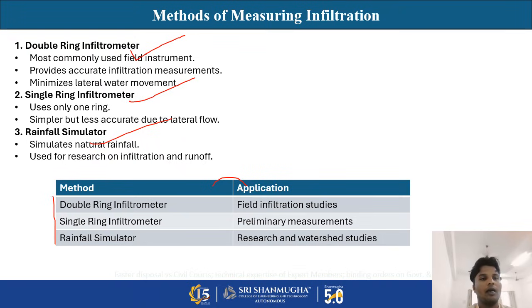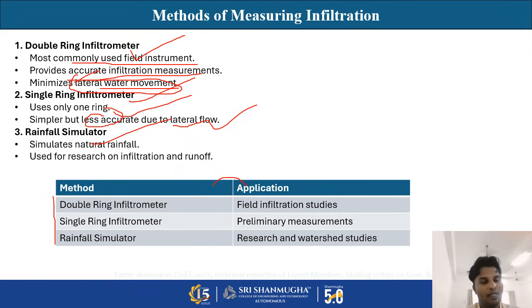So, a double ring is the most common method used in the field. It provides accurate infiltration and minimizes the lateral water movement. Then the single ring infiltrometer uses only one ring, which is simpler but less accurate than the double ring infiltrometer due to the lateral flow. So the double ring infiltrometer minimizes the lateral water movement. That's why it gives the accurate infiltration.